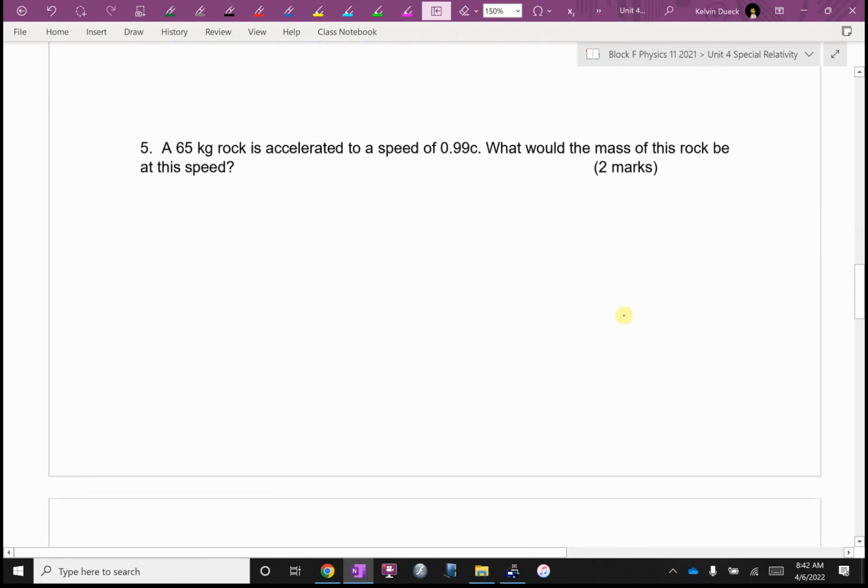A rock is accelerated to a speed of 0.99c. What would the mass of the rock be at this speed? You know what? This is the relativistic mass. They want me to find m. That must mean that m0 is the 65. V is 0.99c. I know masses increase. I'm going to get a bigger answer.